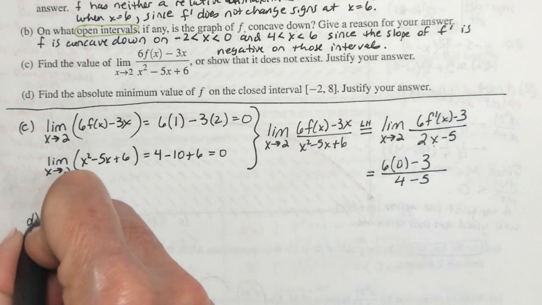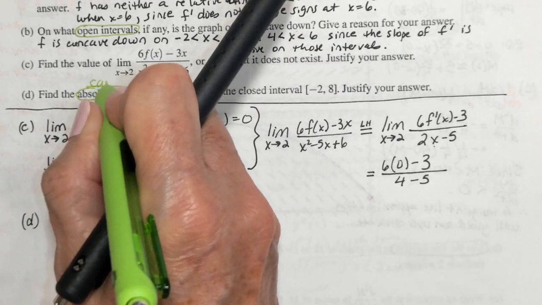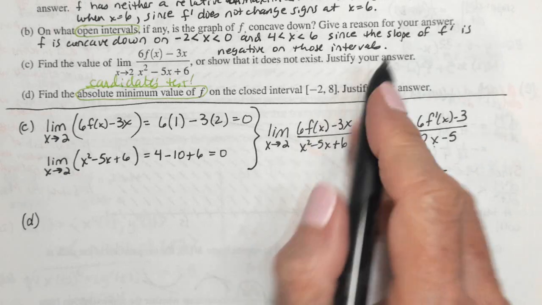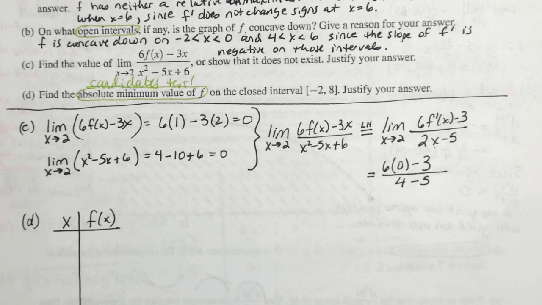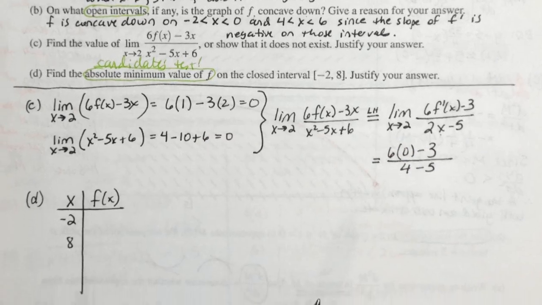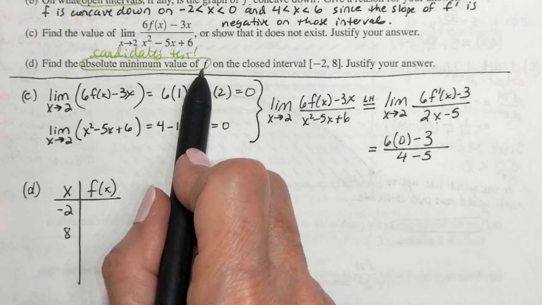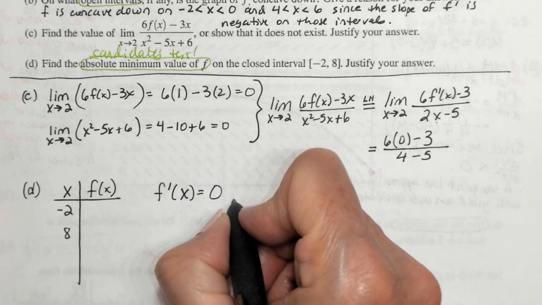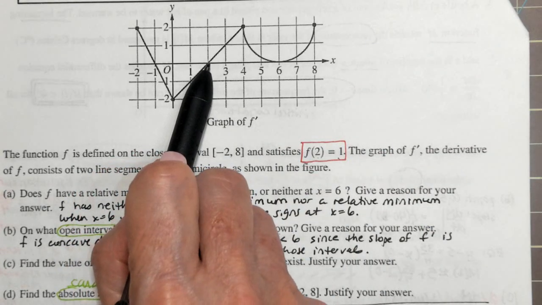Okay, part D. Find the absolute minimum value of f. Candidates test, on the closed interval from -2 to 8. Candidates test: x, f of x. Okay, -2 and 8. Start with your boundaries. We also need critical numbers. Now we want the absolute minimum value of f. So f prime is equal to 0 at x equals -1, at x equals 2, and at x equals 6.